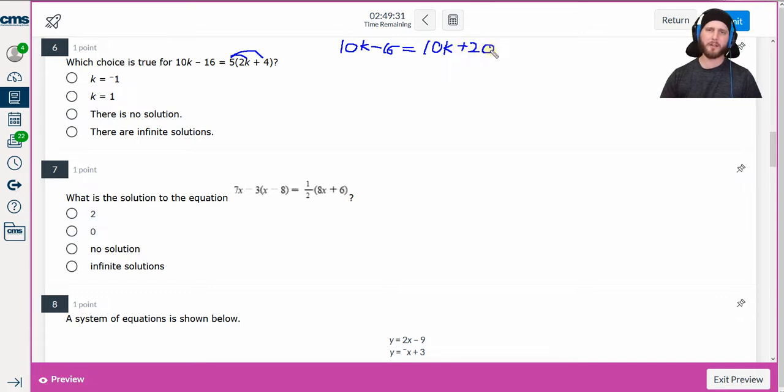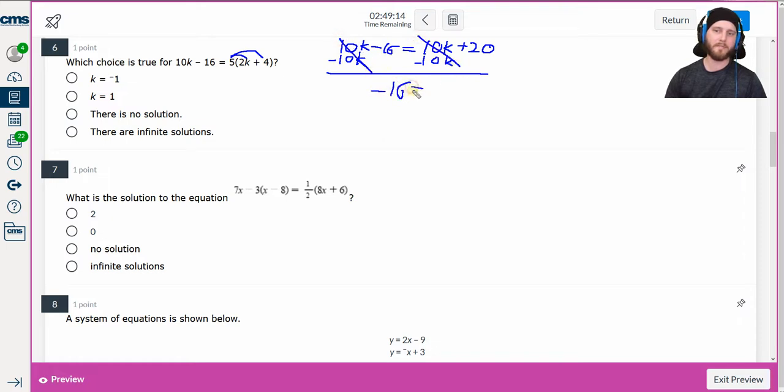You should see something concerning happening right now. We have a positive 10k on both sides of this equation. When I subtract 10k from both sides, is my problem going to make sense? Negative 16 equals 20. If it made sense, if I had something like negative 16 equals negative 16, that makes sense. That means there's infinite solutions. No matter what I put for k, it's going to work. In this case, because there's no way to make that true, there is no solution. Negative 16 does not equal 20. Therefore, this is a broken equation.